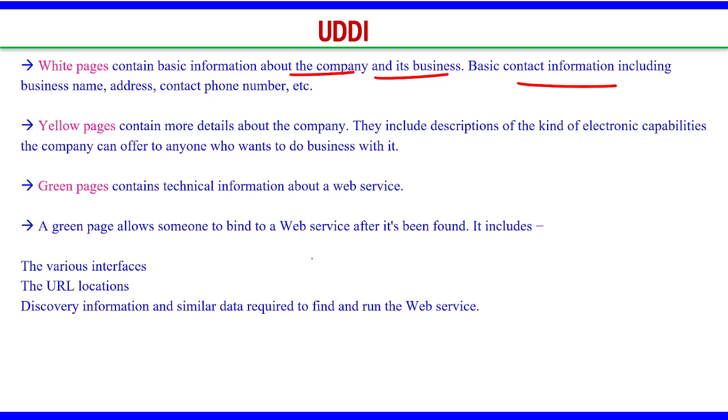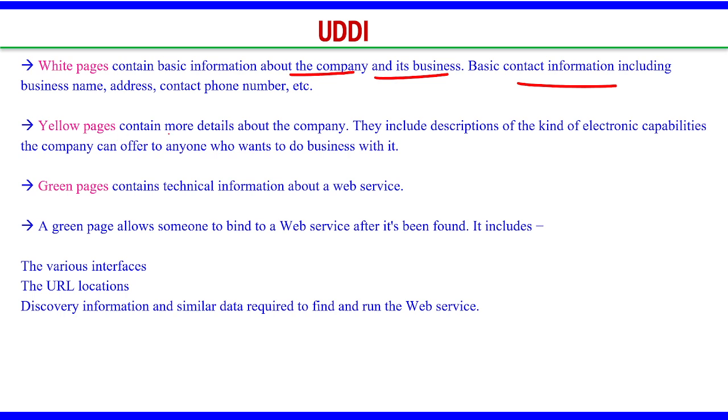You searched for a web service in the UDDI. You liked one WSDL file. You found it matches your requirement. But you have to pay money to them. You have to access them. You have to create the network connection with them. So you should know some basic information about the provider of that web service. That's why we have these three pages. The white page contains the basic contact information.